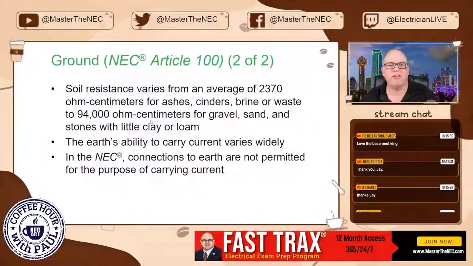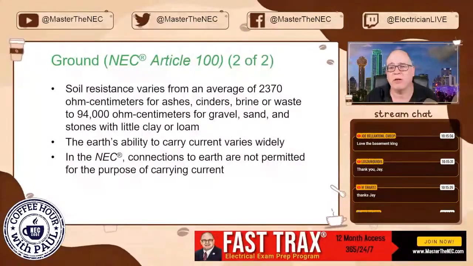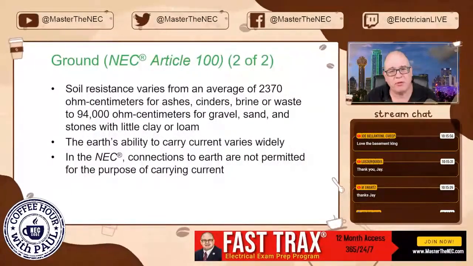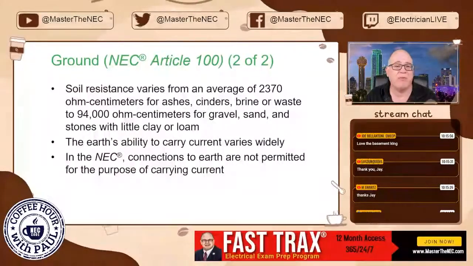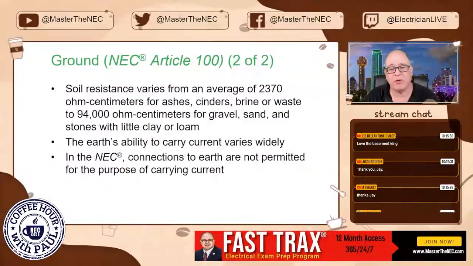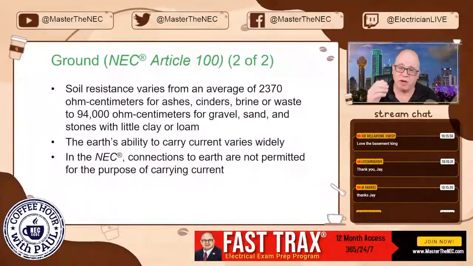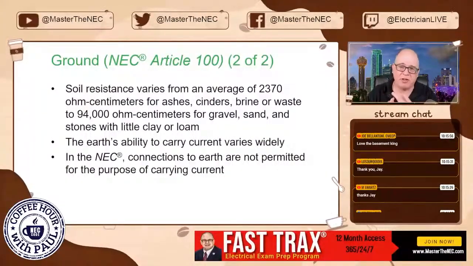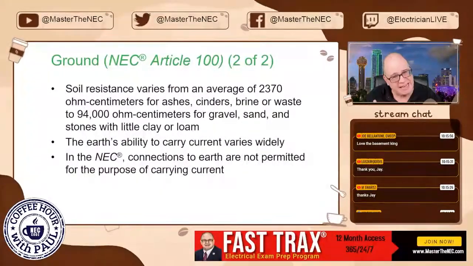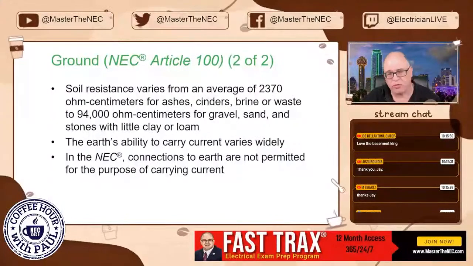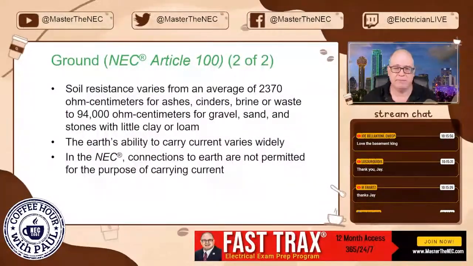So soil resistance varies on the average from 2,370 ohms per centimeter for ash, cinder, brine, or waste, up to as much as 94,000 ohms per centimeter for gravel, sand, and stones. So you can see that the ohms are much lower in ash, cinder, brine, which holds and retains moisture. Whereas gravel drains very easily, sand drains the moisture very easily, stone, things like that, then the resistance is very high, okay?